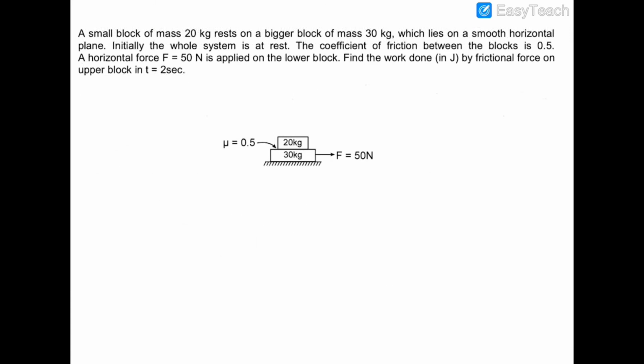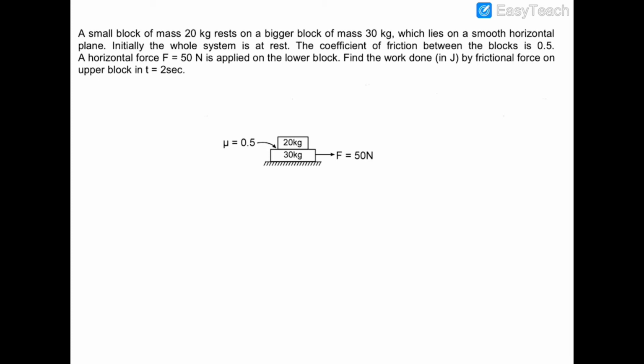In this question, you can see that there are two blocks, and a 20 kg block is kept over a 30 kg block. The friction coefficient between the 20 and 30 kg blocks is 0.5, and the floor on which the 30 kg block is kept is frictionless. A force of 50 Newton is applied on the 30 kg block, and we need to find out the work done by the friction force on the upper block in 2 seconds. For that, first of all, we need to find out the magnitude of the friction force which will act between these blocks, as well as the displacement of the upper block in 2 seconds.